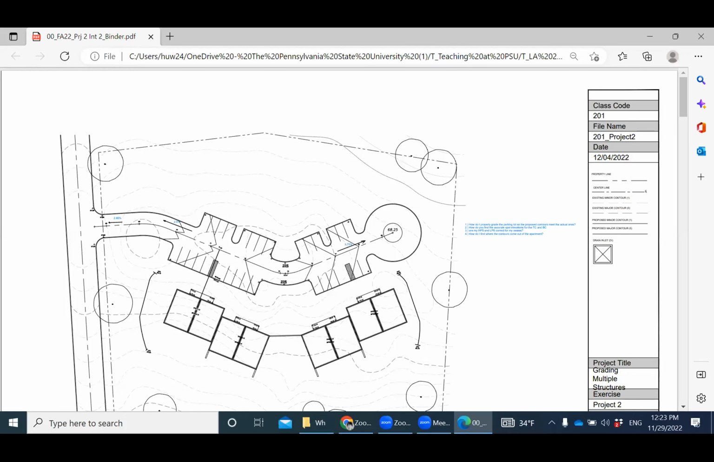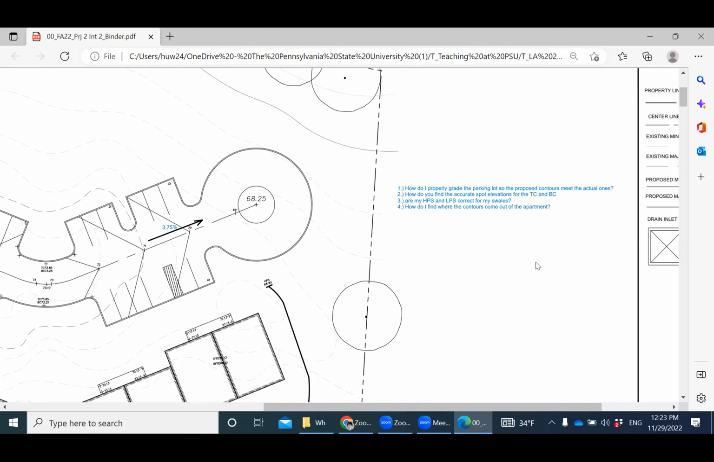So, okay, let me read through the questions here. Yes, I can. How do I properly grade the parking lot so the proposed contours meet the actual ones? The goal is not necessarily making your proposed contours meet the actual ones. Later on you would connect them to the original contours, right?